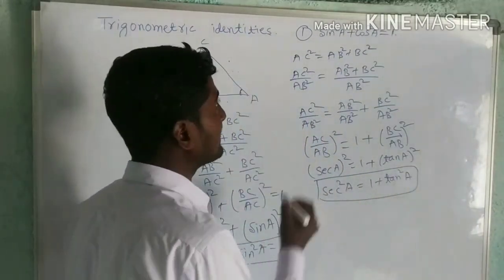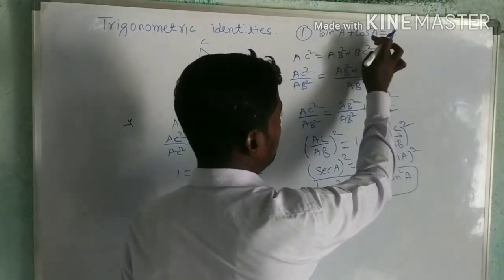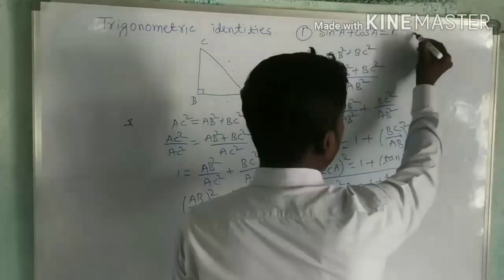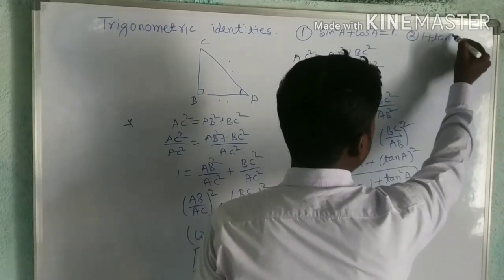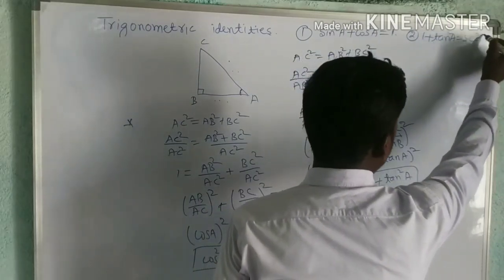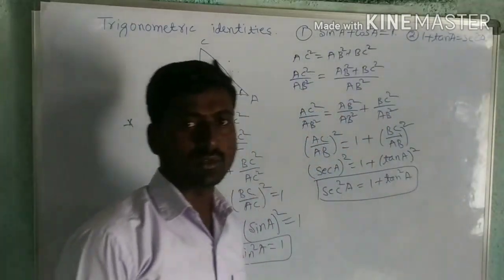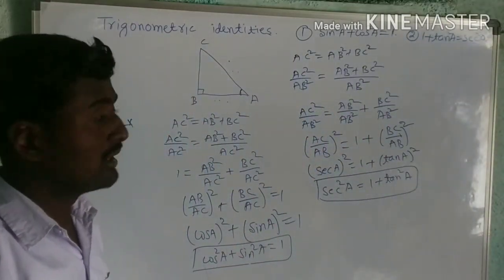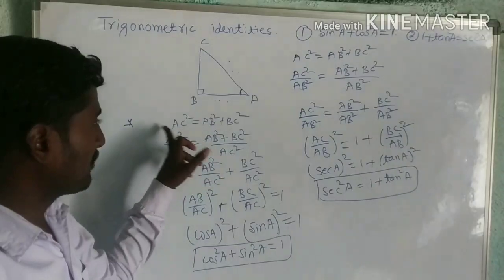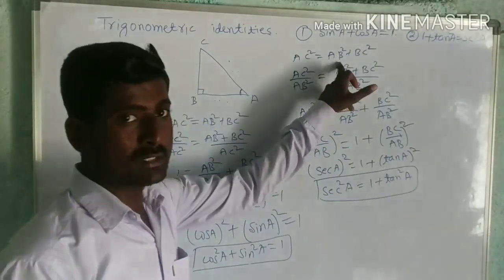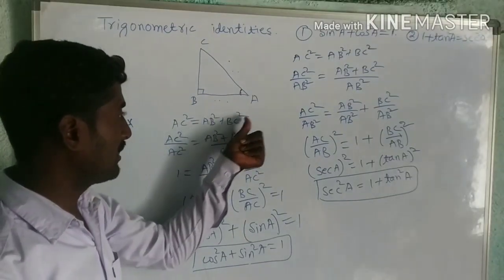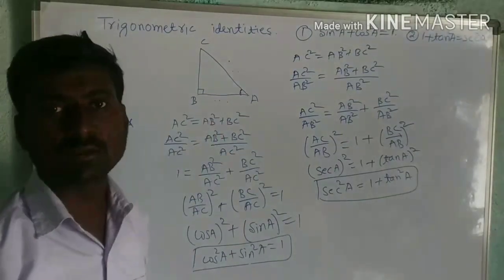This is the second identity. The first identity is sin square A plus cos square A equal to 1. The second identity I got is 1 plus tan square A is equal to sec square A. Here I divided both sides by AB square: AC square divided by AB square, then the remaining one is BC square.